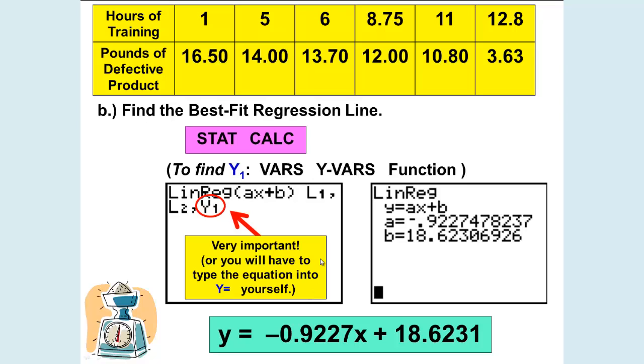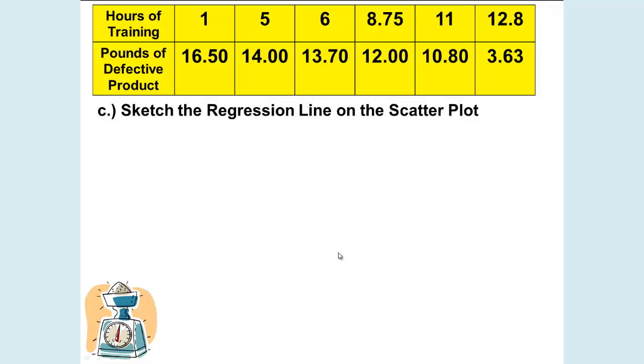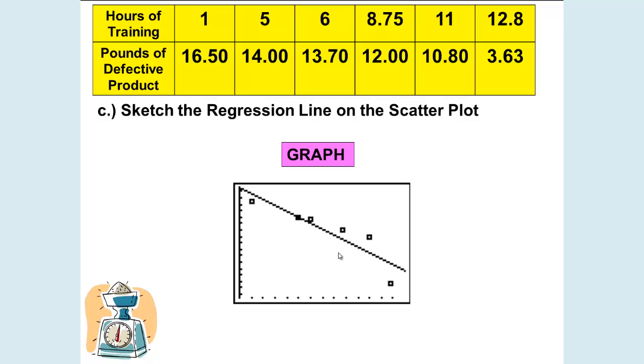If you have a newer form of the calculator, you'll get a screen that looks like this and input your information into the submenu and then press calculate. Again, just telling it that your X is list 1, your Y value is list 2, and that you want to store the regression in Y1. Now we're going to sketch the regression line on the scatter plot. Select graph, and it should just sketch that line through your data.